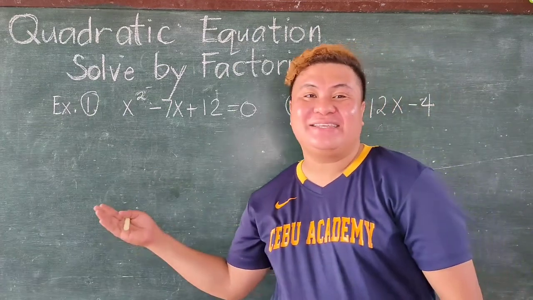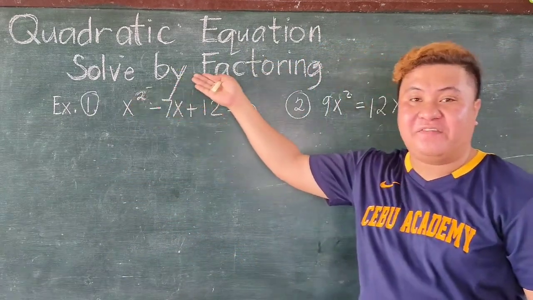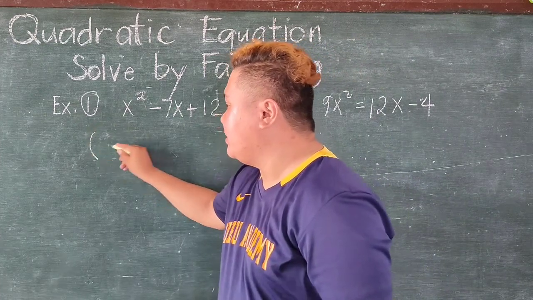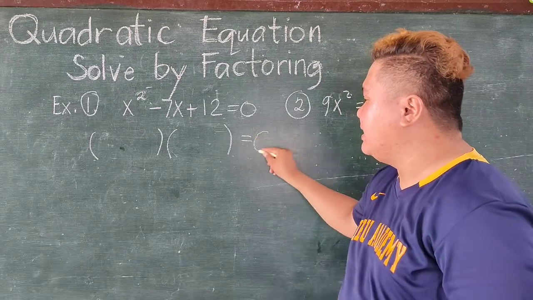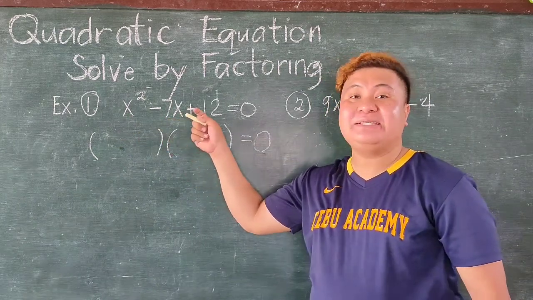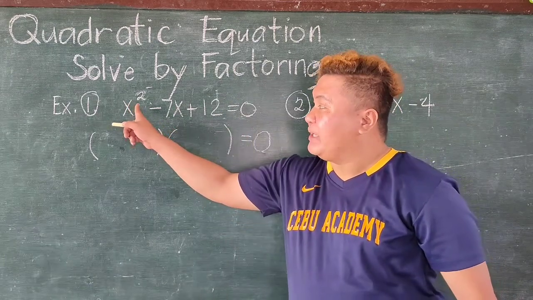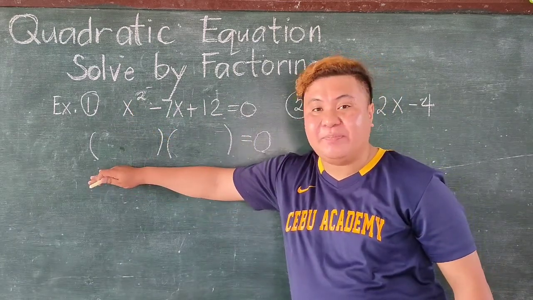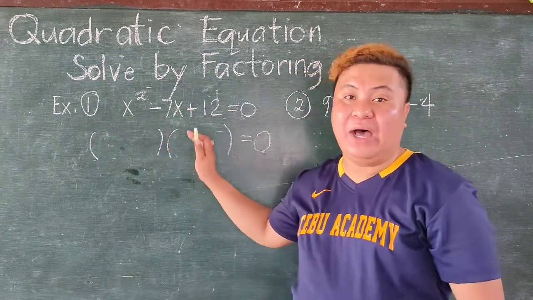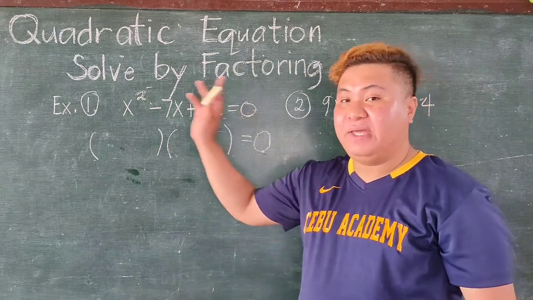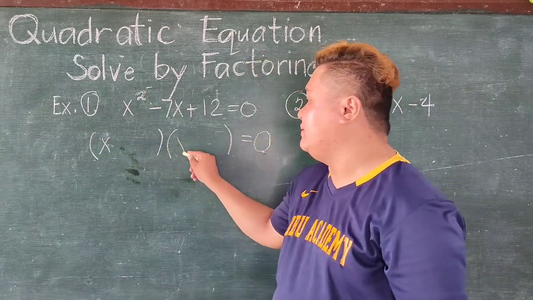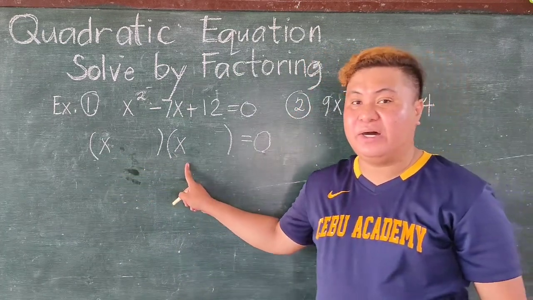Okay, so let's now solve a quadratic equation by factoring. So, first thing that we're going to do is put two brackets, and it should be equal to 0. So we'll solve example number 1, which is x squared minus 7x plus 12 equals 0. Since it starts with x squared, we multiply the first terms of the two brackets, so we put x and x. x times x equals x squared.